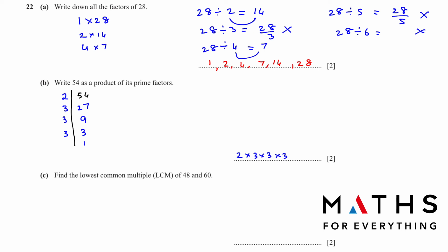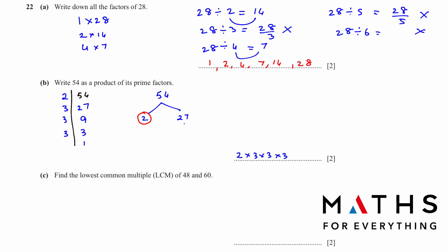If you didn't understand this method, I'll show you another one. So we take 54 and write down the factors of 54. Any two numbers that when you multiply, you will get 54. 2 multiplied by 27 is 54. 2 is a prime number, so we stop there. We don't use it anymore.